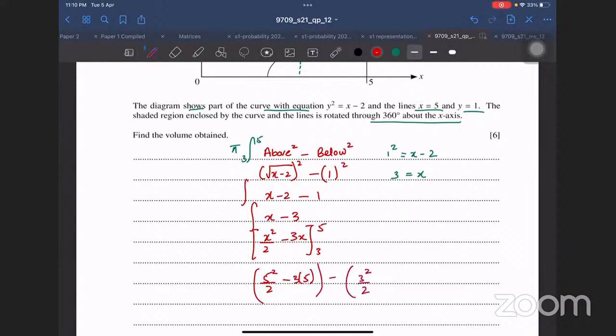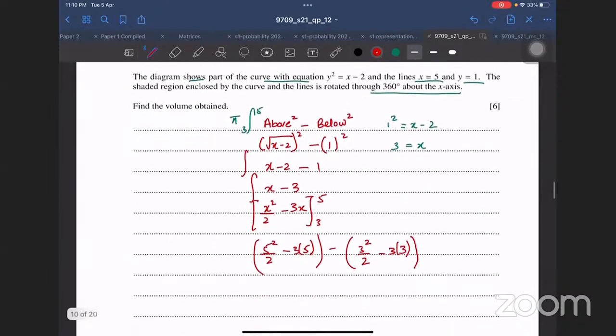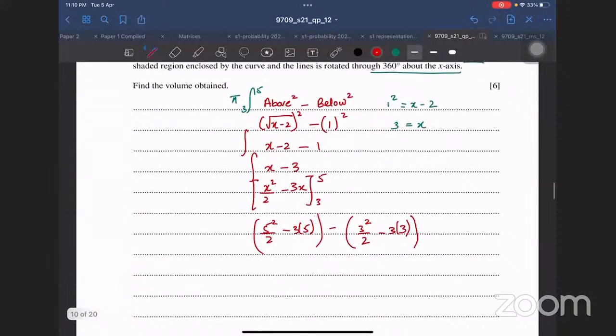If your concepts for volume are not built up, please watch the videos separately for volume that I've uploaded. That's going to make things clearer. Okay, this is 12.5 minus 15 minus 4.5 plus 9.